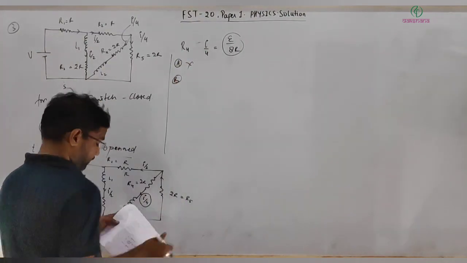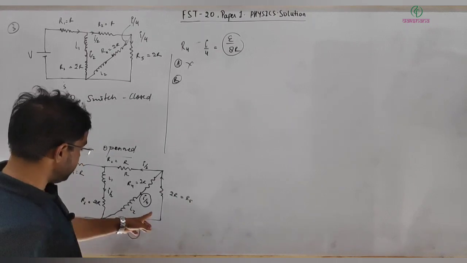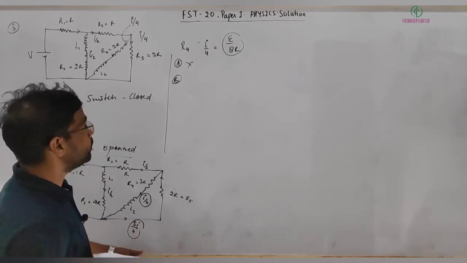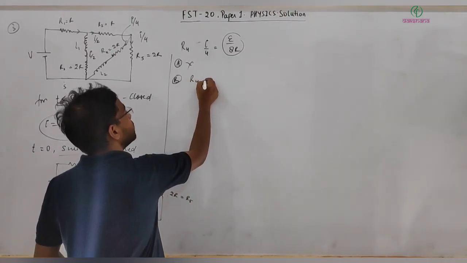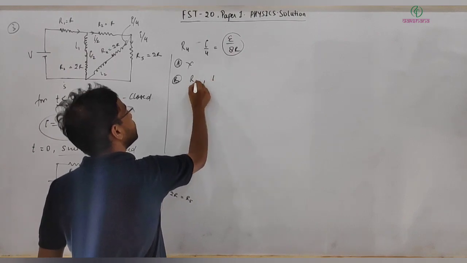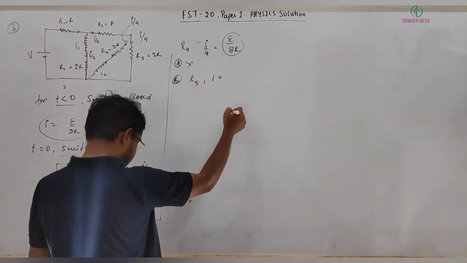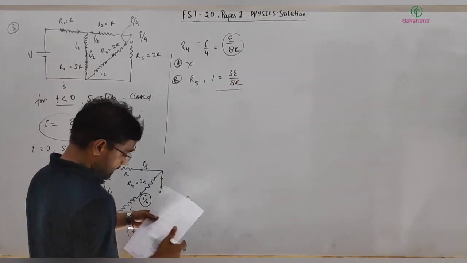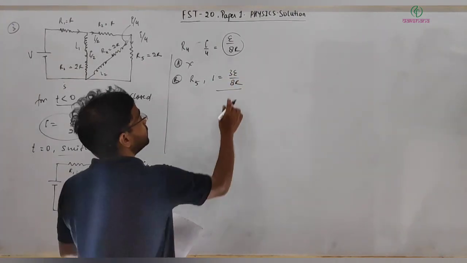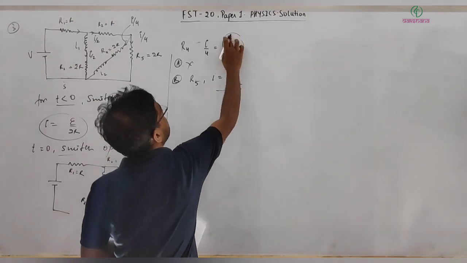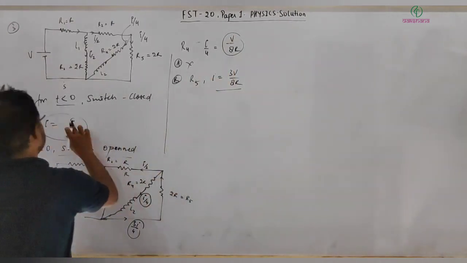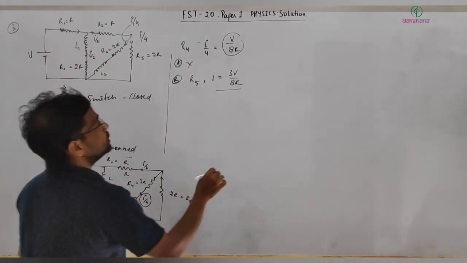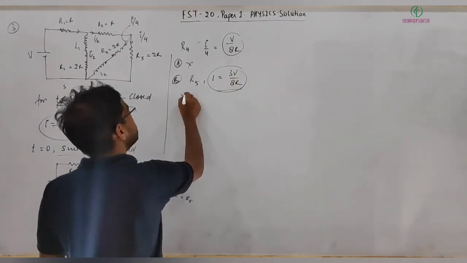What about B? Current through R5. Current through R5 is 3I by 4, so you can write 3, meaning 3E by 8R. And what is it giving? E, basically E is V here. Just one second. So this is also not matching.